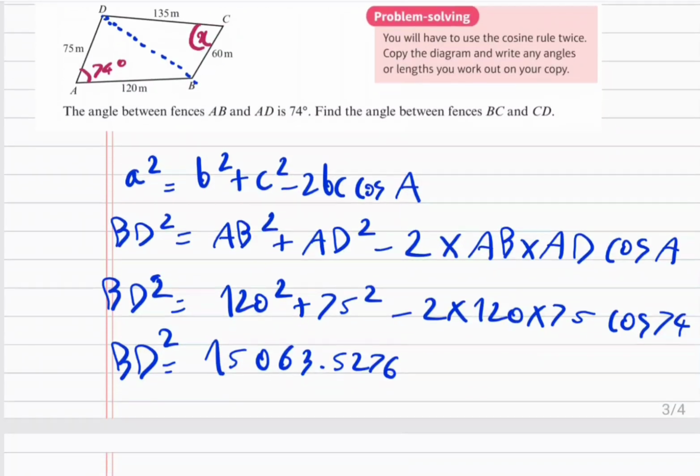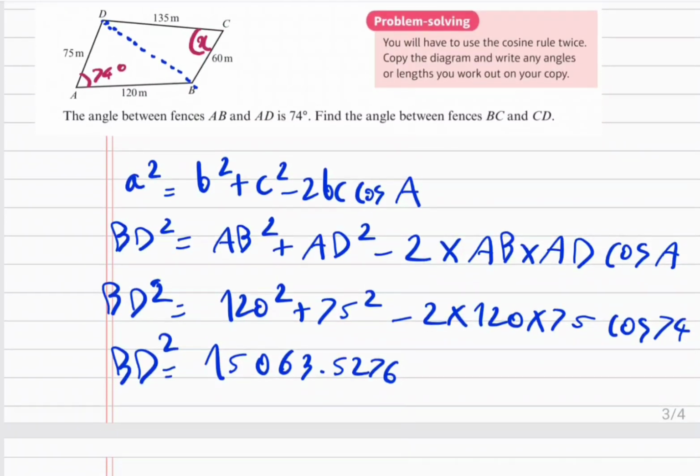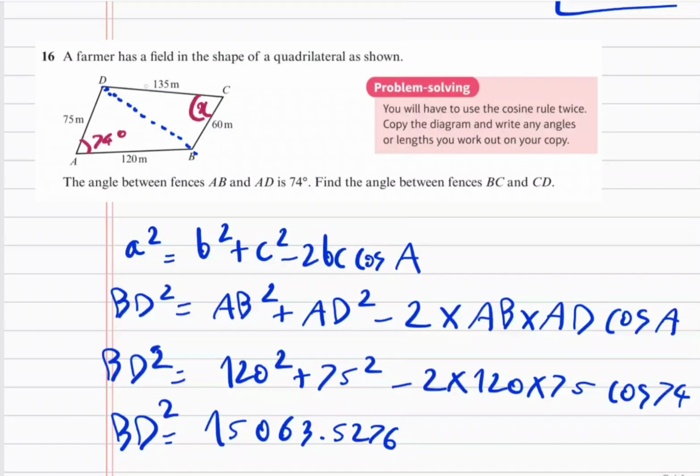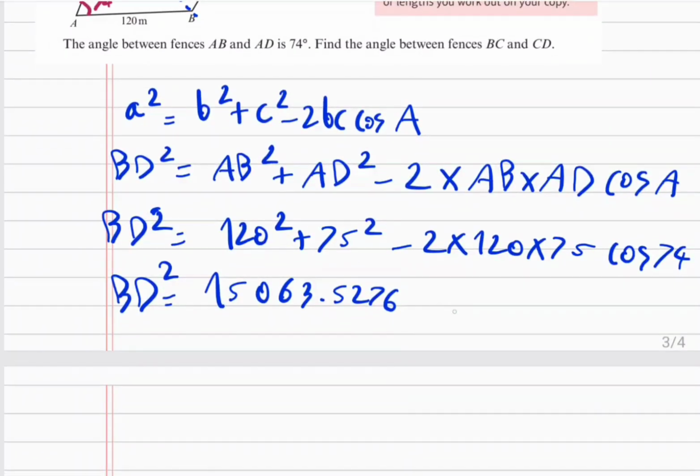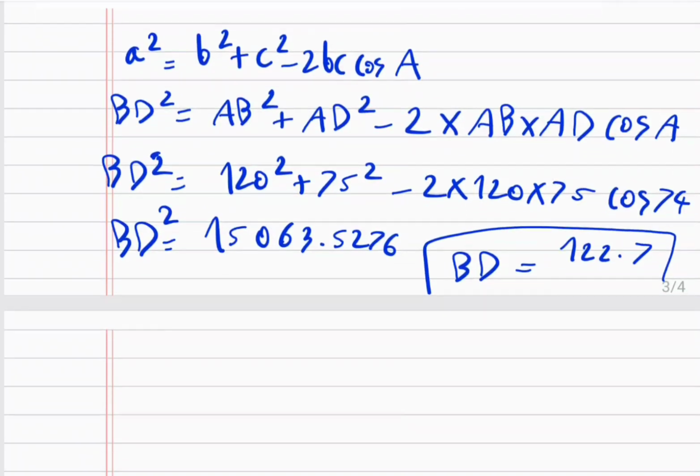The reason I'm not going to take the square root of BD is because this is going to give me a decimal value with lots of digits. We don't really need to do that because we are going to use BD squared in the next part anyway, so we can just keep this in this form for now. Although there is no harm in doing that. So this is roughly going to be 122.7, but again, we don't really need to do that.